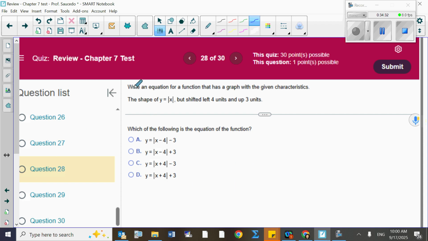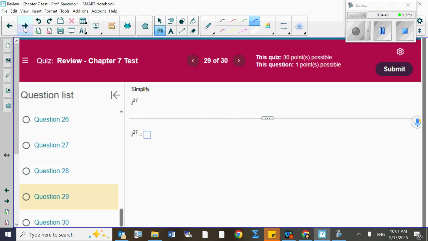Okay, next we want to shift this function left 4 units and up 3 units. So for left 4 units, you need to add 4 to the x. So it could be one of these two. And up 3 units, add 3 outside of the function. So that's your answer.